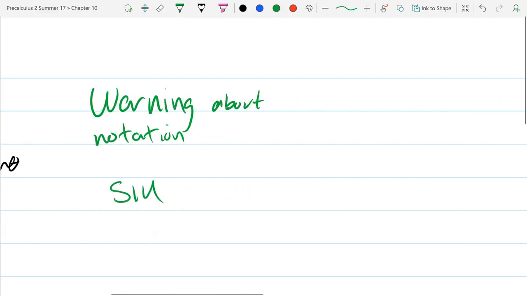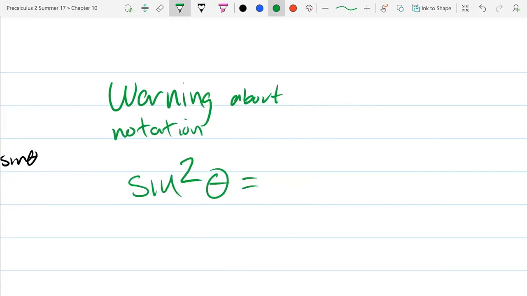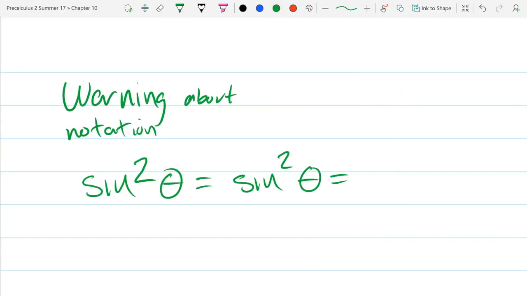So we just saw sine of 2 theta. You want to be careful when I write sine squared theta. I usually put my exponent intentionally higher up so I don't confuse it with sine 2 theta. So these are definitely not the same thing. Sine squared theta is not the same as sine 2 theta, despite the fact that it uses the exact same letters and numbers. You just shift the 2 up, make it smaller, and write it up higher.